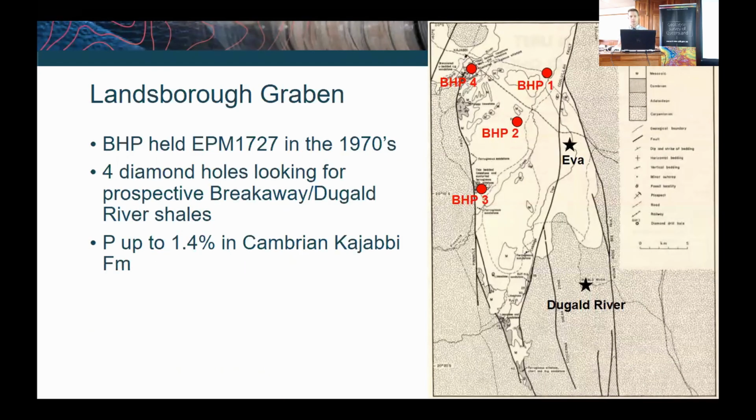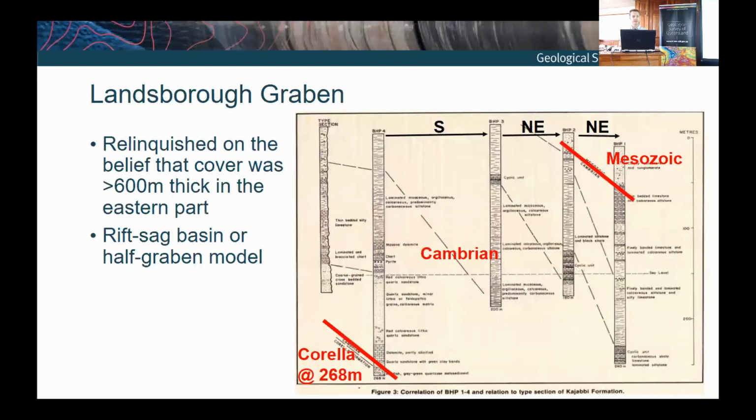So the Landsborough Graben, the margins have been explored quite a lot, and I think there's current tenure all around it, but there's not a lot in the middle. Back in the 70s, BHP held a prospect over it and drilled a couple of holes looking for Dugald River style SEDEX base metal mineralization. They found pretty modest phosphorus, and they didn't find much lead, zinc, or copper.